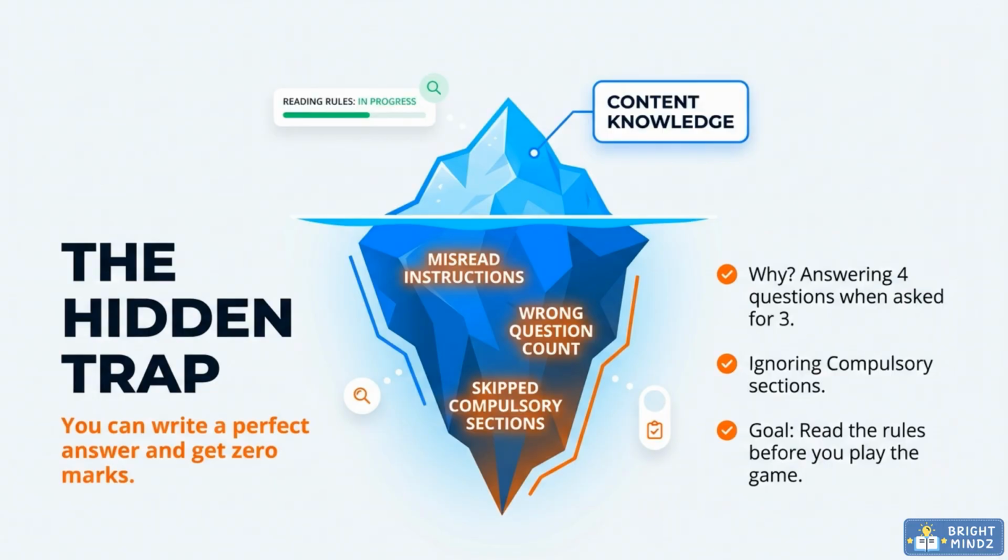A painful way to lose marks has nothing to do with knowledge. It happens when you break the exam's basic rules. You might write a brilliant answer, but if you misread the instructions, skip a compulsory part, or attempt the wrong number of questions, those marks can disappear. So, the first big idea is this: before you start answering, learn the rules of the paper you're about to play.